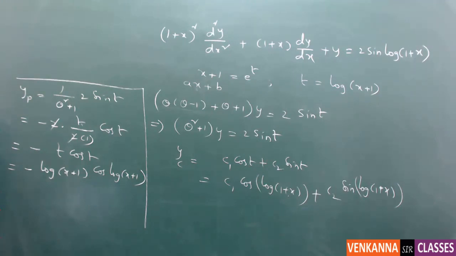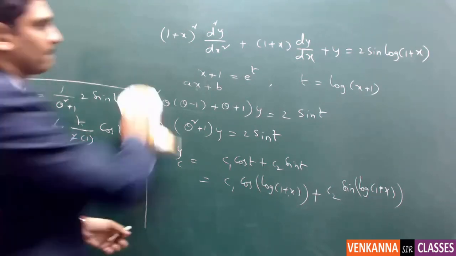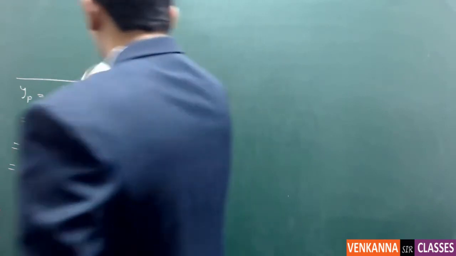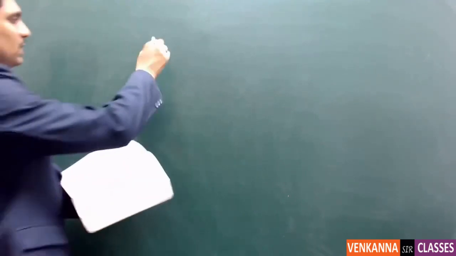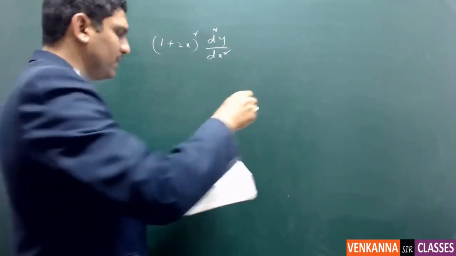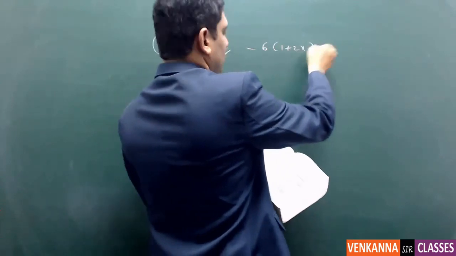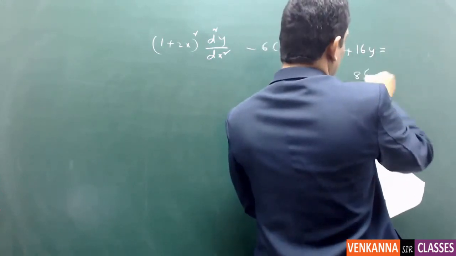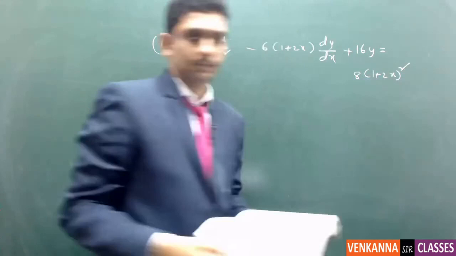So can I take the other one on the same model? Can I erase this? Fine. So note down the problem: (1 plus 2x) whole square d square by dx square, minus 6 into (1 plus 2x) into dy by dx plus 16y is equal to 8 into (1 plus 2x) whole square. Please go with it.